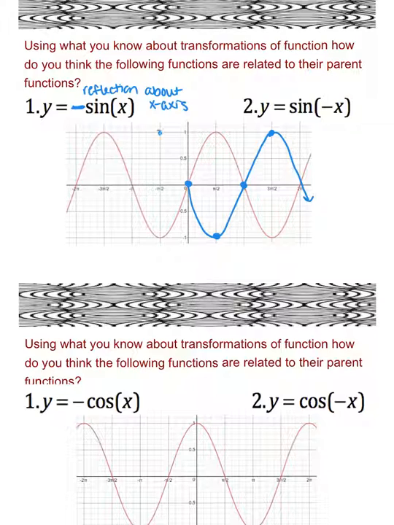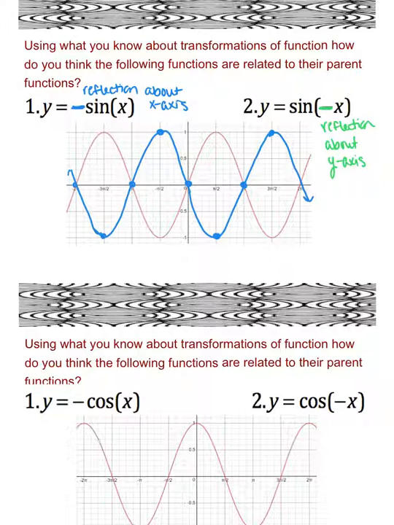So there you can see that reflection. It kind of looks like DNA strands when I look at both of them together. So that would be negative sine of x. Now let's look at the negative on the inside. Based on what we know about transformations, this is a reflection about the y-axis. So that would take all of the x values and make them negative.